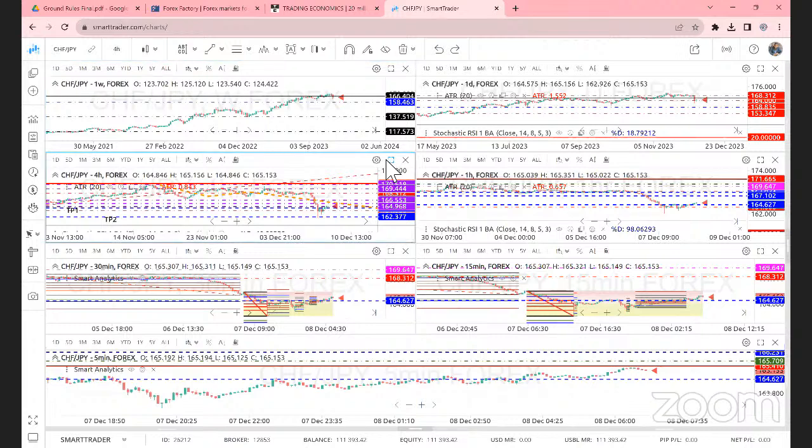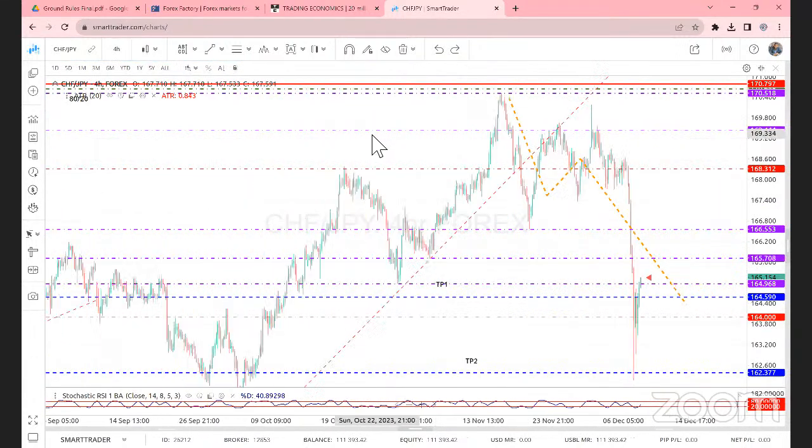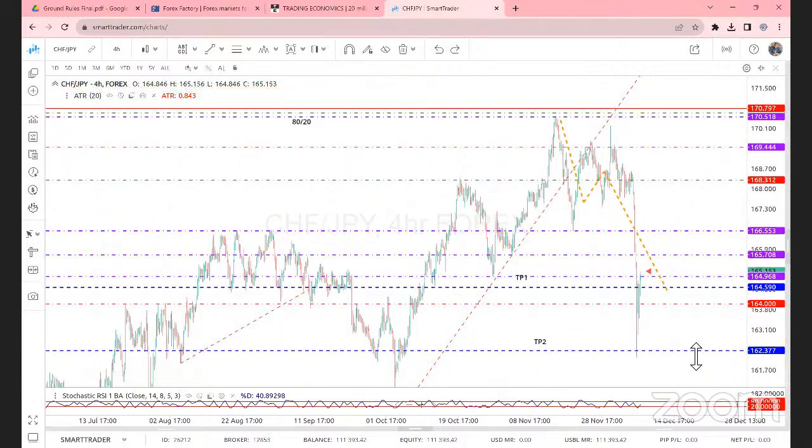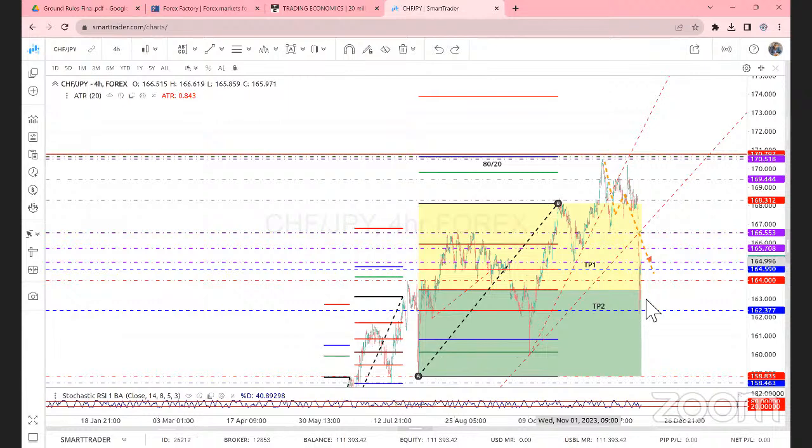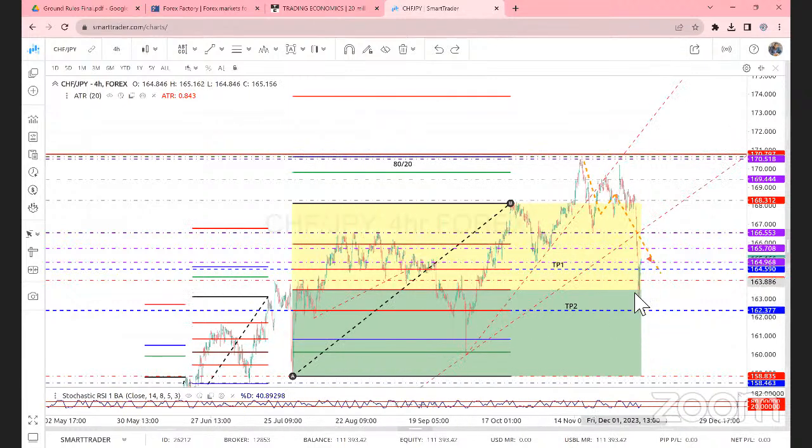We posted it in the Discord, but you can see, look at the momentum that it continued to gain to the downside yesterday. So we came all the way down through TP2. So off your highs in that zone, that total move all the way down through TP2 was over 800 pips, everybody. Huge move.